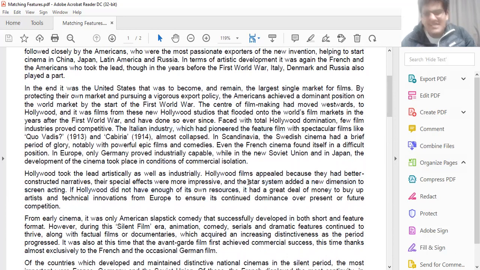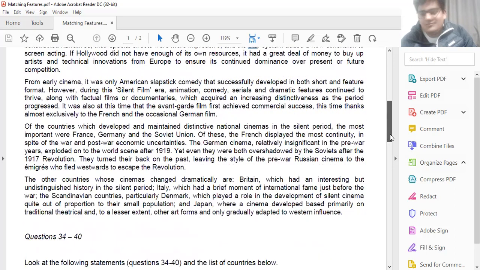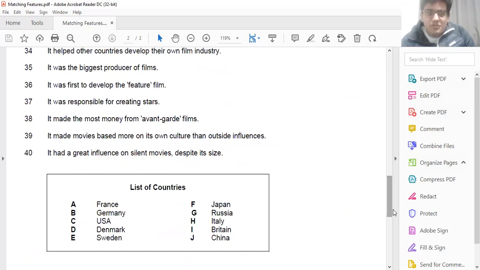See, it becomes so easy when you just simply try to extract keywords from the passage. It's like the answer automatically manifests itself. It makes your life so much easier. It saves your time, it saves your mental resources, saves your intellectual capacity, and basically puts you in a better position to ace your IELTS exam, be it listening, reading, writing, or speaking, holistically speaking. So the star system added a new dimension to screen acting. Okay, so Hollywood, obviously that's going to be the States for us. So it was responsible for creating stars. That will be USA. Once again, the answer is C for Charlie. Now notice something.